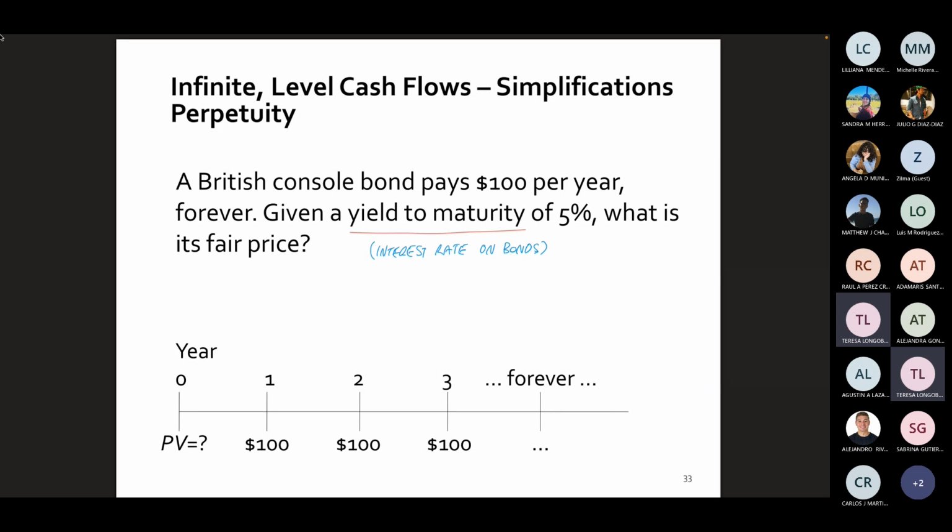What we're going to do, instead of looking at it like we did the mixed cash flows, in this case, it's not even mixed. They're level. They're the same amount forever. We're going to think about it a different way. We're going to say we want to find out what the price is. That would be PV0.